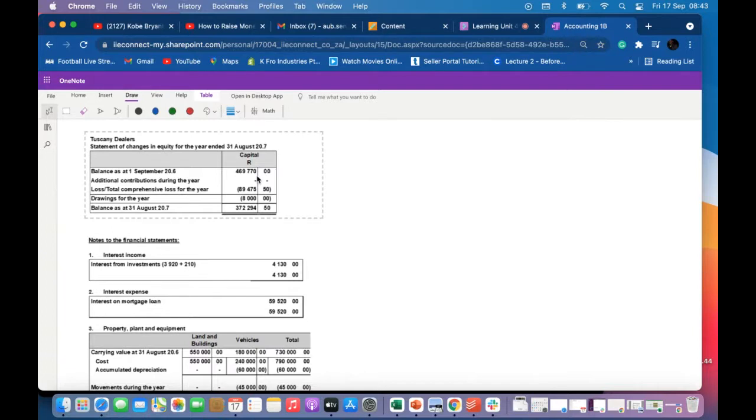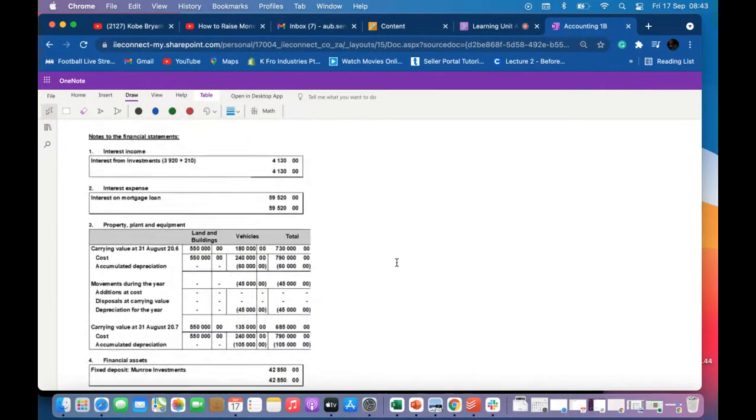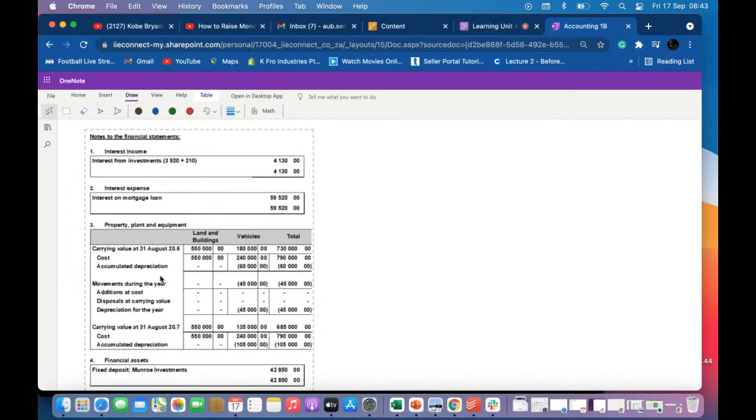Okay. And then obviously we add the loss, or we subtract the loss from the capital balance, and we subtract drawings, and we actually have less capital. This is what I was talking about when we met in person, to say if you make a loss, obviously you're deducting it from your capital, so your capital is getting reduced.